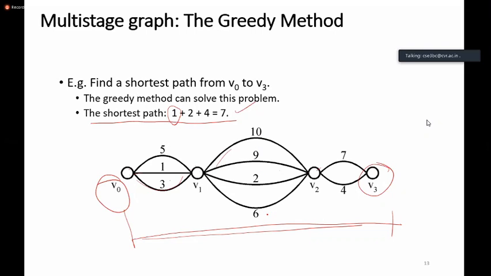Among these four, which is a minimum? Two is the minimum. You may take that. From these three, which is a minimum? Four. This is 7. Okay. This is a greedy method. How are we going to solve it?